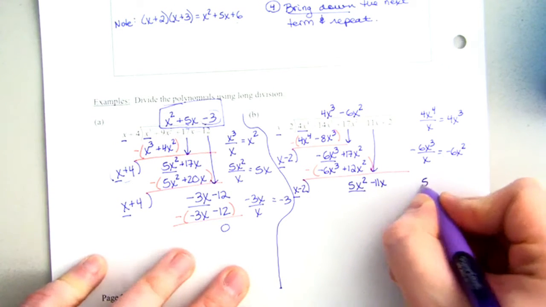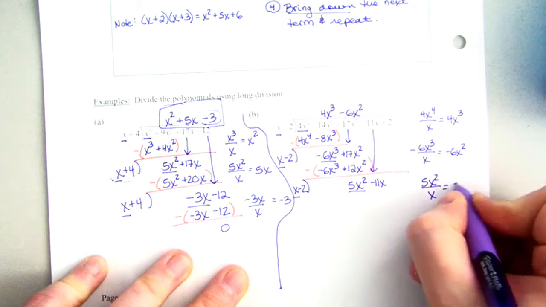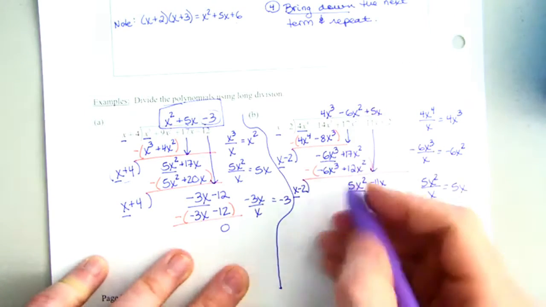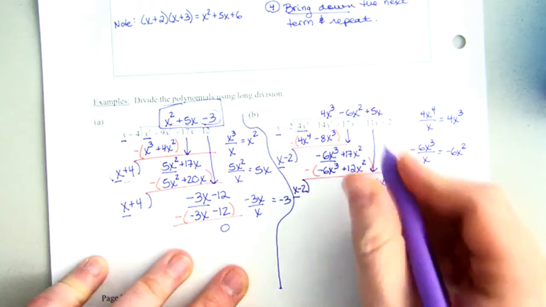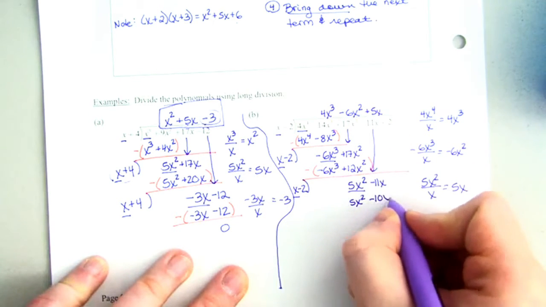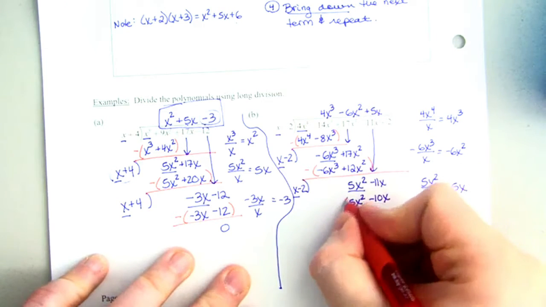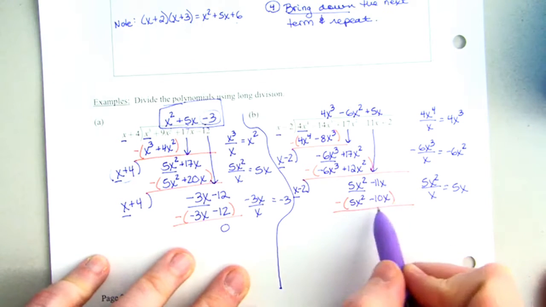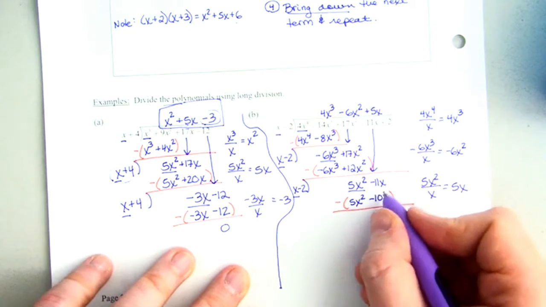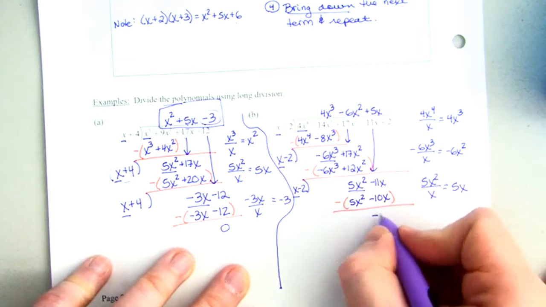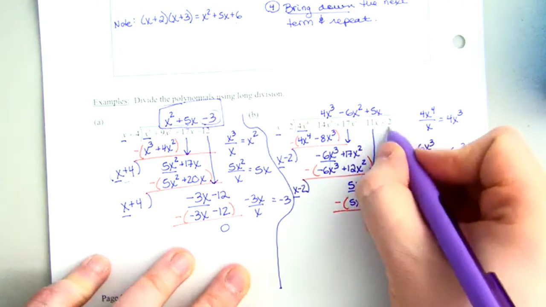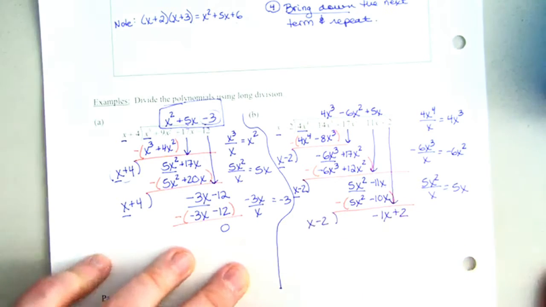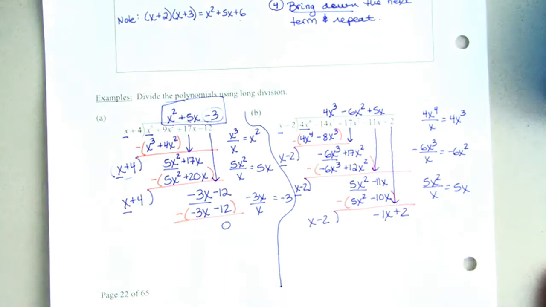Divide. 5x squared divided by x gives me 5x. Multiply. 5x times x is 5x squared. 5x times minus 2 is minus 10x. Put in parentheses and subtract. Negative 11x minus negative 10x should give you, okay, negative 11 plus 10 should give me negative 1x. Plus 2. One more round. See if you can finish this one.